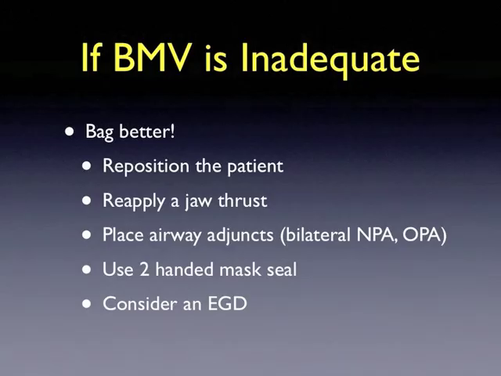Again, if you feel that this is inadequate, the solution to poor bagging is better bagging. Reposition the patient. You may want to ramp up their shoulders and place a series of blankets or sheets under their shoulders to improve their axis. You can also reapply a jaw thrust. Don't forget about the airway adjuncts. In this case, if you're having difficulty, you want to have a bilateral placement of nasopharyngeal airways and an oropharyngeal airway. If you have two providers, you want to use a two-handed mask seal. You can consider placing an extraglottic device or intubating the patient.